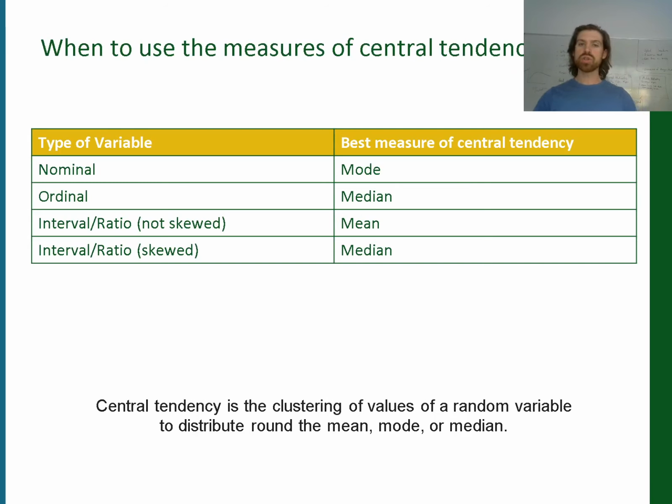So when should you actually use different metrics? I've just emphasized here, as I didn't define it before, that the central tendency is essentially the actual clustering of values of a random variable, and its distribution around the mean, or the mode, or the median. And so that's important. So when should we actually use each of these different metrics?